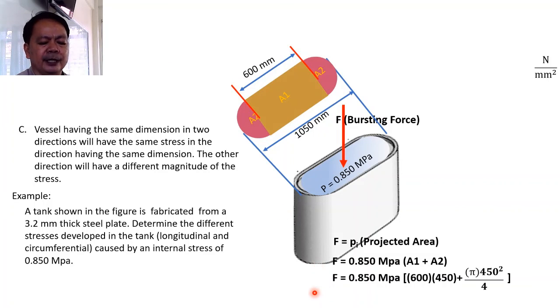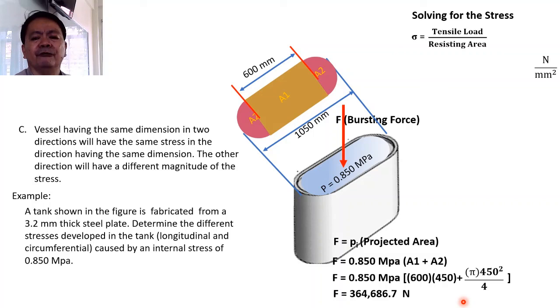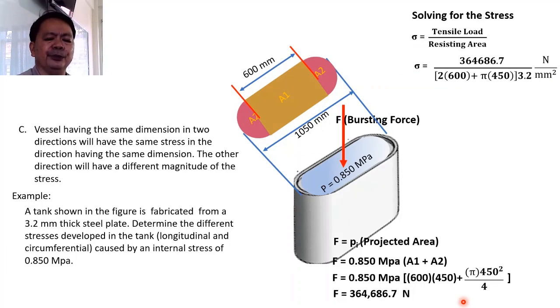And so when we simplify that, you have F equal to 364,686.7 Newton. So if this will be substituted in solving for the stress, you have tensile load over the resisting area, and therefore it will be equal to 364,686.7 divided by the circumference, that is twice the 600, and the circumference of the circle, multiplied by the thickness of 3.2. And so when we simplify, we'll be getting a stress equal to 43.6025 megapascal.